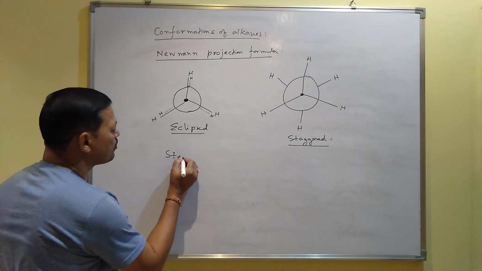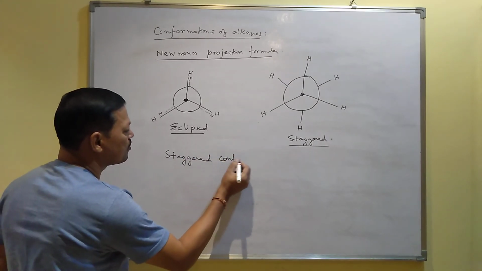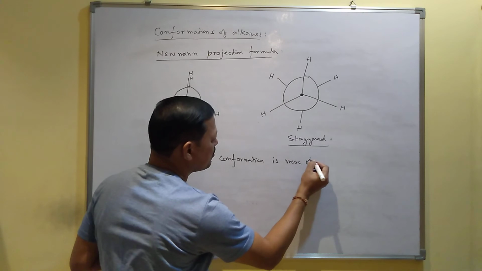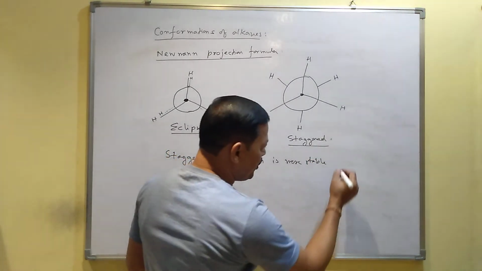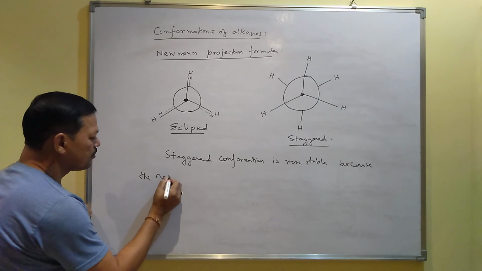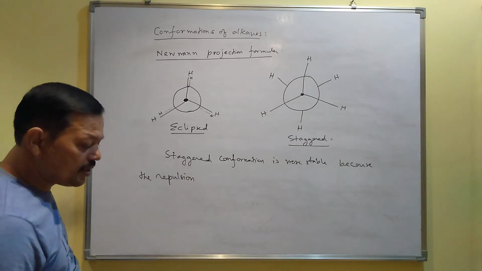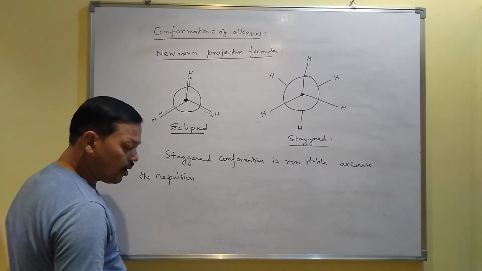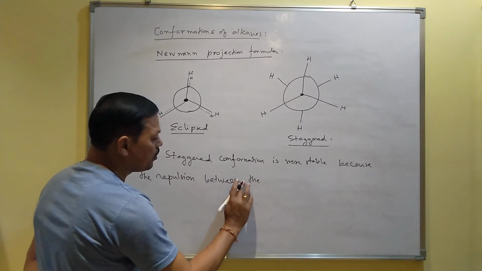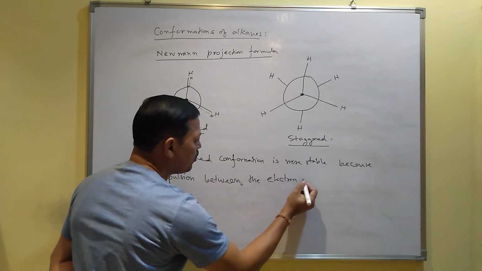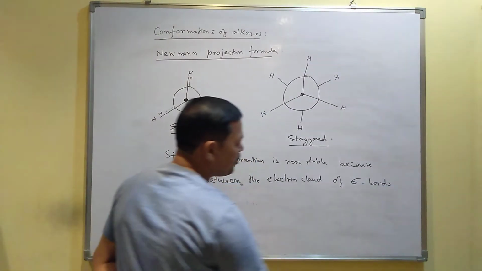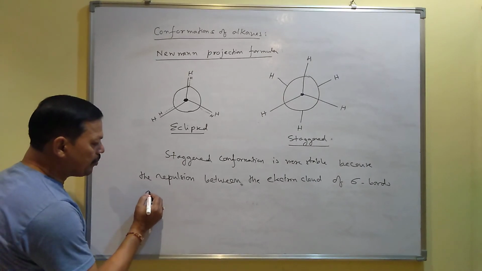Staggered conformation is more stable, because the repulsion between the electron clouds of sigma bonds is minimum.